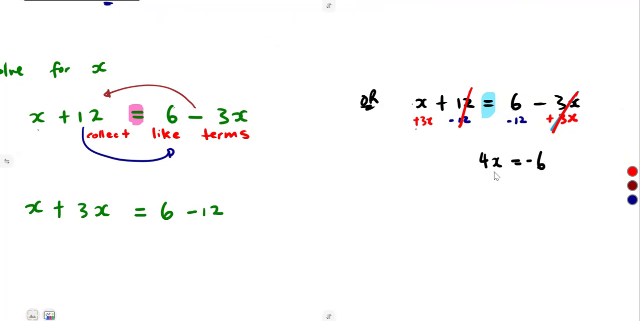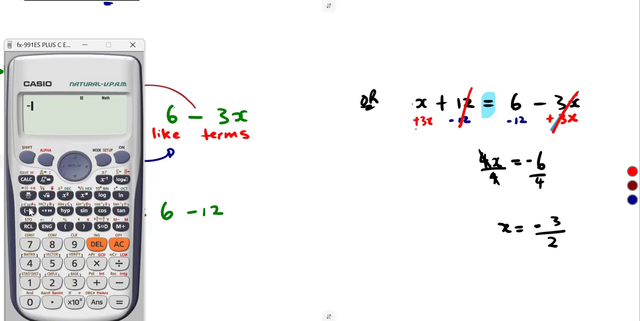Remember, I talked about this. When you've got a single term, simply what? Divide. So you divide by what? By 4 to get rid of this 4. So x will be equal to minus 6 over 4, which is the same as minus 3 over 2. You can even use your calculator. Minus 6 over what? Over 4. That is going to give you minus 3 over 2.